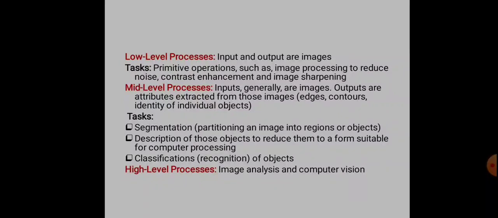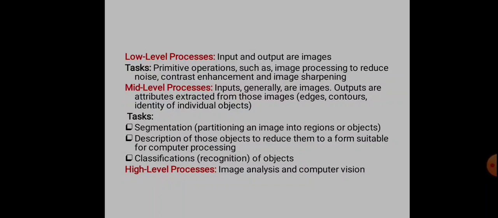Next, mid-level processes. Here also the inputs are images only, but the outputs are attributes extracted from these images. When you give an image as input, the output may be attributes from that image, such as edges, contours, and the identity of individual objects. If you can identify any object in that image, it is an output of that task.